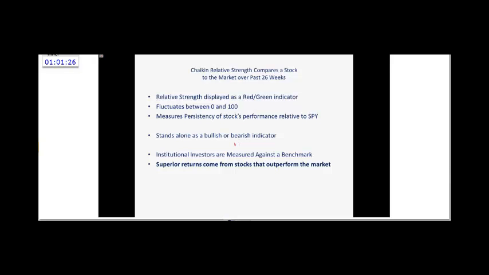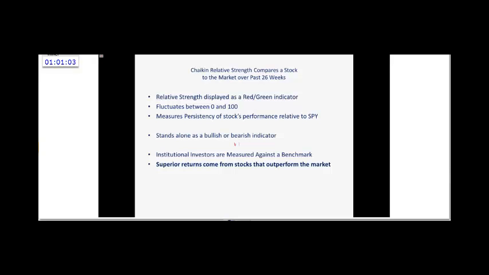It fluctuates between 0 and 100. It measures the persistency of a stock's performance relative to the S&P. We use the SPY for that. And that's really important. And most important, it stands alone as a bullish or a bearish indicator. So even if the Power Gauge is neutral instead of bullish, if relative strength to the market is strong, then that's a stock you may want to trade on the upside.